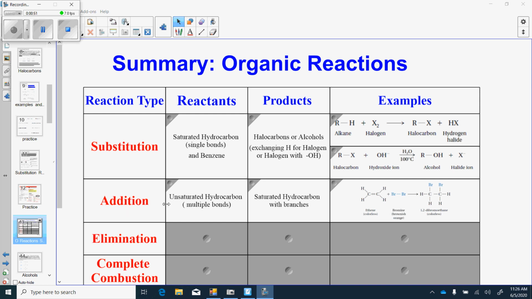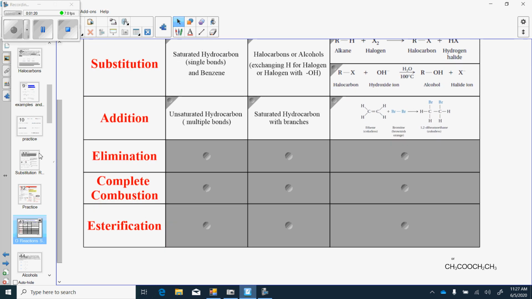With addition, it's different because we start with multiple bonds. So we're starting with an unsaturated compound, and those double bonds can be broken so that we can add branches. Once we break our double bond, it opens up some valence electrons so we can add two new things to our compound. In this video we're going to take a look at elimination and complete combustion. And then in our last video we'll take a look at esterification.